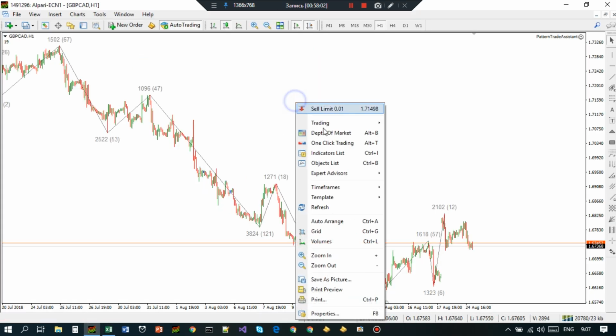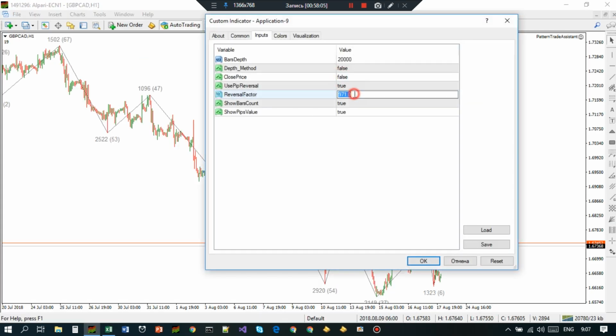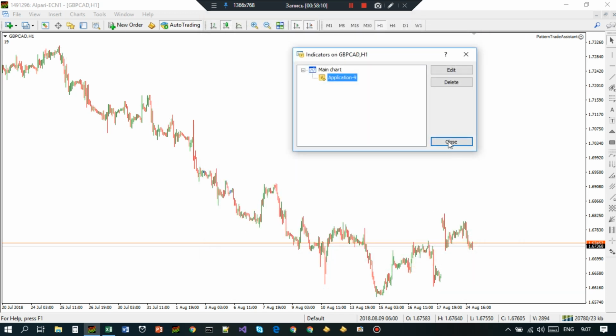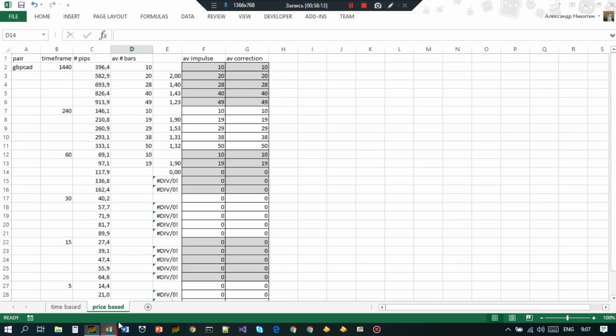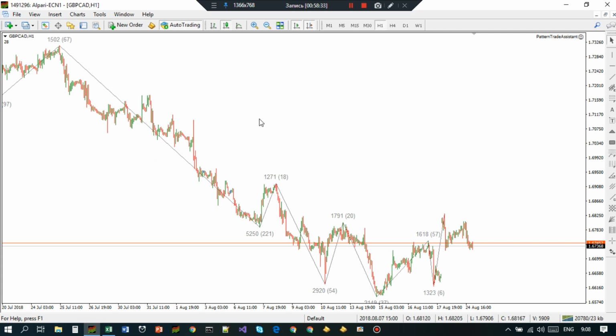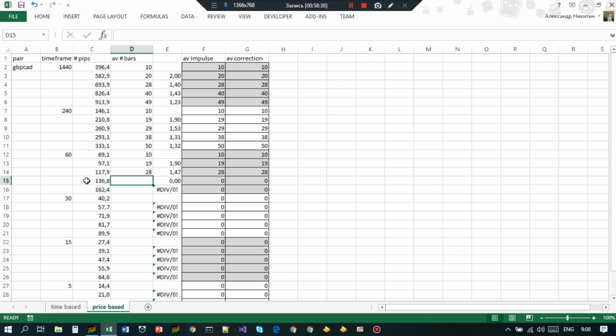11.79 pip reversal, and it should be somewhere around 28. Yes, it goes to 28 bars. Okay, 29, 10, 19, 29, 10, 19, 28. It is obviously a pattern. It is something that is typical. We have some deviations, but statistically it is something that is typical. 1368.